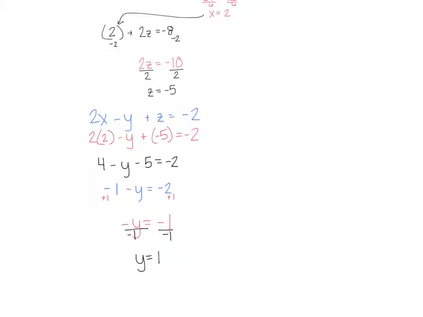So what is your ordered triplet? 2, negative 5, 1. Ooh, it's got to be in alphabetical order, x, y, z. So 2, 1, negative 5.